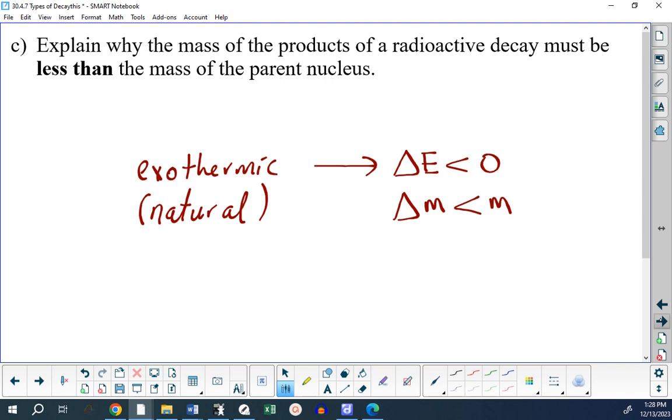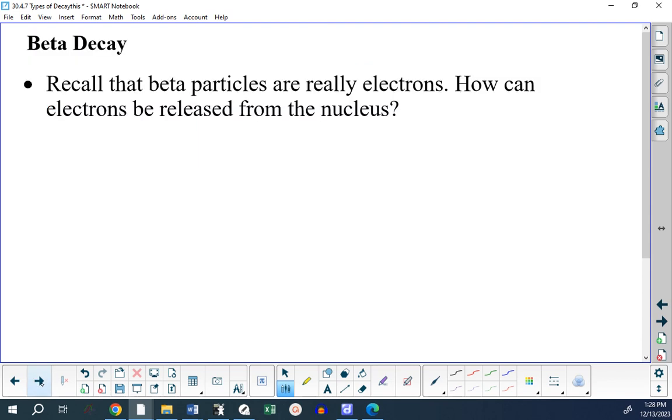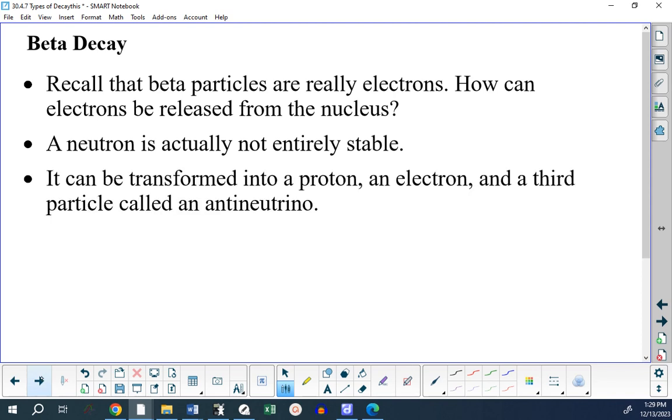Okay, let's talk about beta decay. So beta particles are electrons. How are electrons released from the nucleus? Well, it turns out a neutron is not an elementary particle. And I'm going to say it has parts to it, and then later on in the unit I'll say that's maybe a bad word. But a neutron has parts within it. It's not stable. And every now and then, a neutron changes into 3 particles. Why? Because of the weak nuclear force, which is acting deep, deep, deep inside the nucleus. One of the particles is a proton, one of the particles is an electron, and the third is called an antineutrino. So this is what happens.